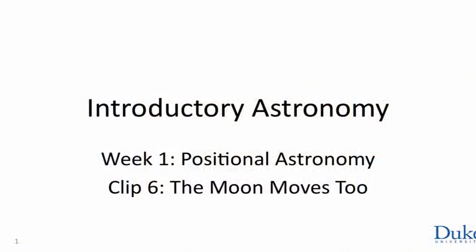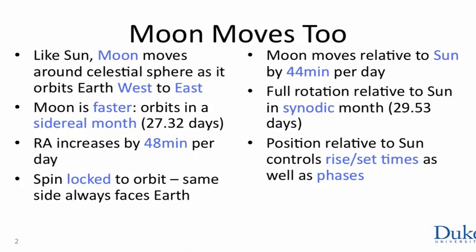It orbits the Earth in the same sense that the Earth orbits the sun, and in the same sense that therefore the sun appears to orbit the Earth, moving towards the east along the celestial sphere. But the moon orbits the Earth much faster. The moon completes a complete orbit around the Earth in what is called a sidereal month, which is 27 and a third days. That means that its right ascension increases by 48 minutes per day. Compare this to the sun's measly 4 minutes. In other words, the moon takes a month to orbit the Earth, the sun takes a year to orbit the Earth. A month is a twelfth of a year, 4 minutes is a twelfth of 48.